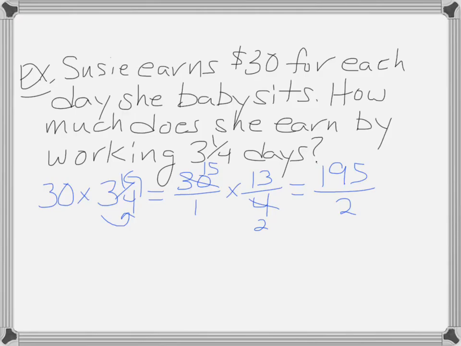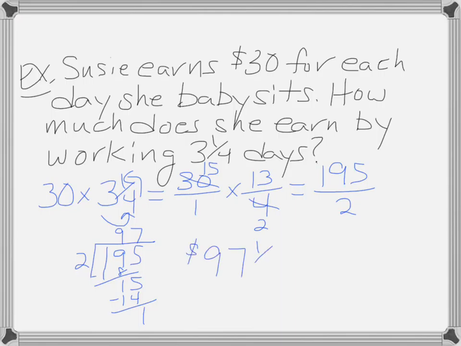Now you would never say, I earned $195 over $2. We're going to change that to mixed. 195 divided by 2. 2 goes into 19, 9 times. Subtract, bring down the 5. 2 goes into 15, 7 times. 14 and subtract. So $97.50.